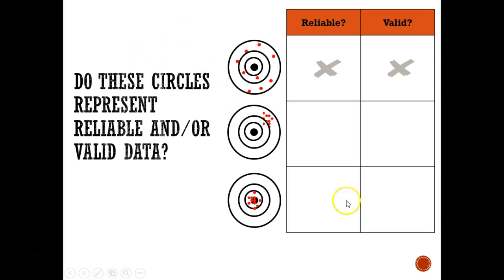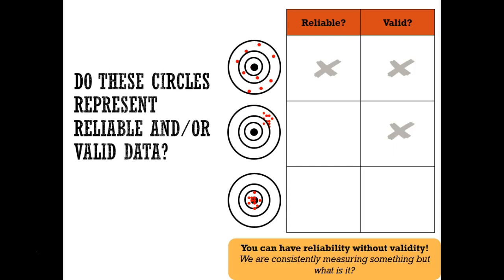Okay, now the second one, down here, what do you think that is? Where they're grouped in one spot, but they're not hitting the bullseye. Well, those would be reliable, but not valid. It's reliable because they're all grouped together, so there's something going on there that's going well. But it's not hitting the bullseye. So it's doing something, we're measuring something, but it's not measuring what you intend to measure. It's not valid. Okay? You can have reliability without validity.